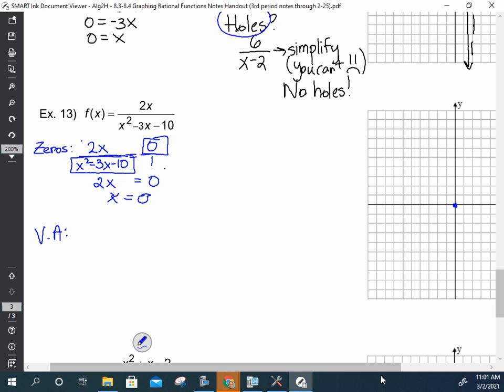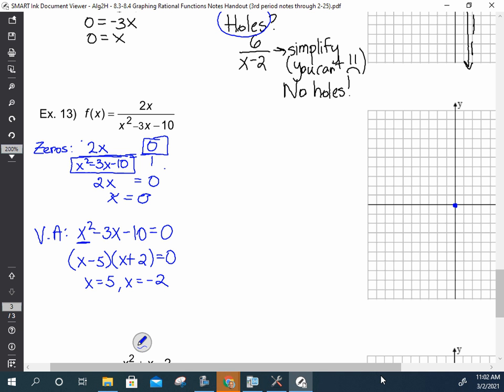Vertical asymptote. Take your denominator and set it equal to 0. So our denominator is equal to 0. Our denominator has x squared, so we're going to have to factor it. (x minus 5)(x plus 2). So x equals 5, and x equals negative 2.